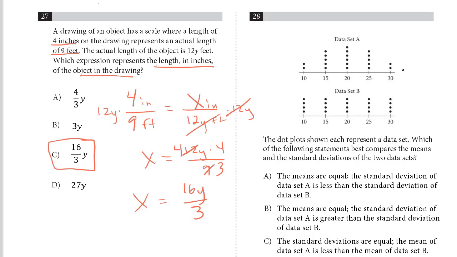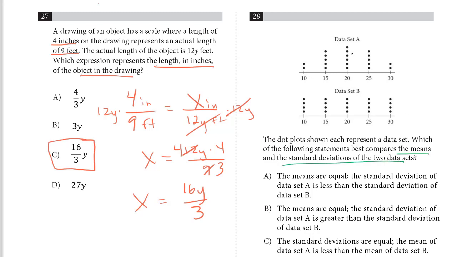28. So I've got two data sets. Right away, I can see we're going to play with the mean, median, standard deviations of the two of them for the dot plots. The dot plot shown represents the data set. The following statement best compares the means and the standard deviations of the two data sets.